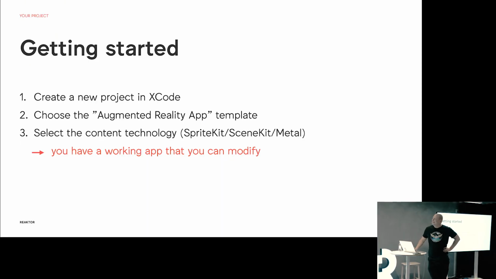Getting started. It's fairly easy to get started. There's an Xcode template. Just select augmented reality app, and then select the content technology: SpriteKit, SceneKit, or Metal. If you select SceneKit, you have a working application. I think it has a rocket ship or something like that.